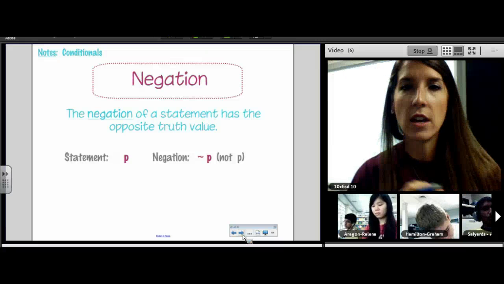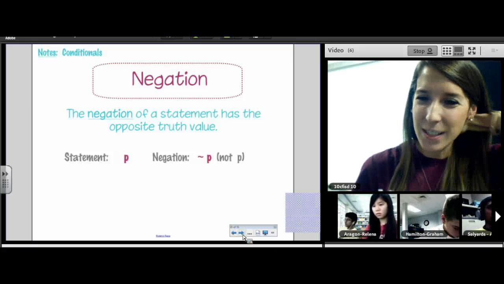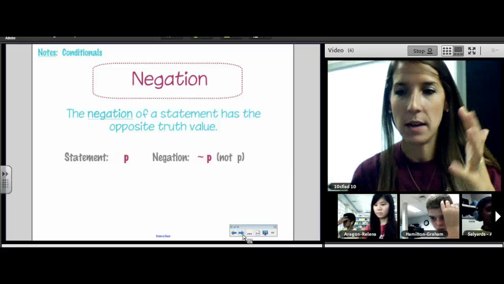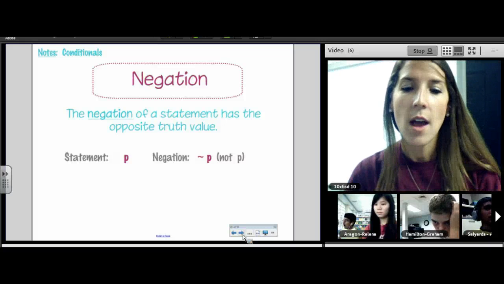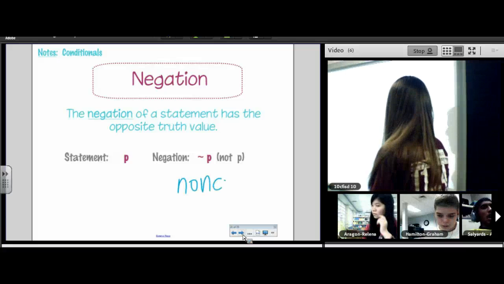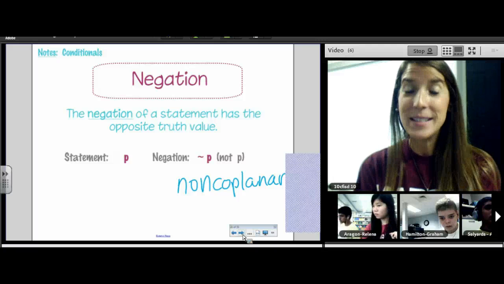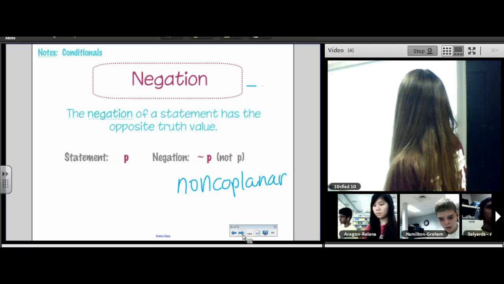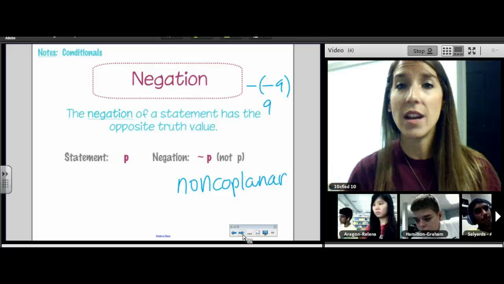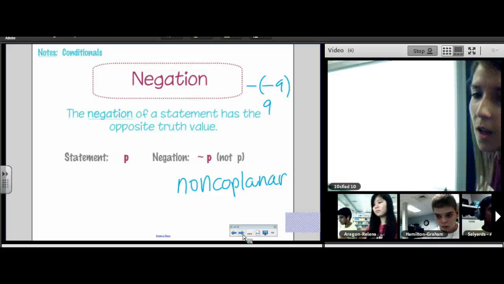Negation. What do you think of when you hear negate? Negation. Not. Good. Maybe you looked at the board, or maybe you already thought that. Subtract, not, nil. Okay, good. So when we negate something, just like you said, we literally just put the word not. Now, what if something already has the word not? Like, how would you negate the word non-coplanar? Negate that. Very good. So a double negative turns into a positive. So if you do come upon a not sentence and you want to negate it, then the not-nots kind of cancel out, and it becomes a yes or a do. Okay.